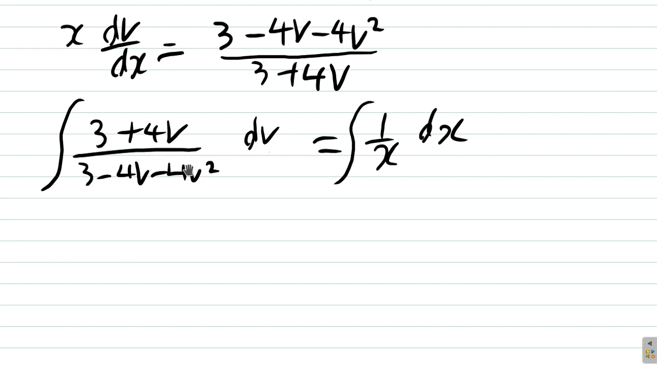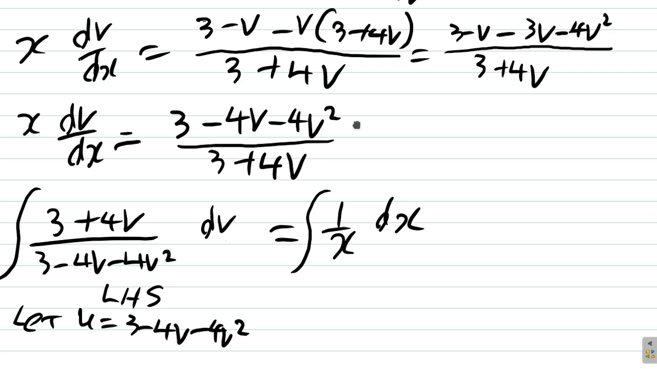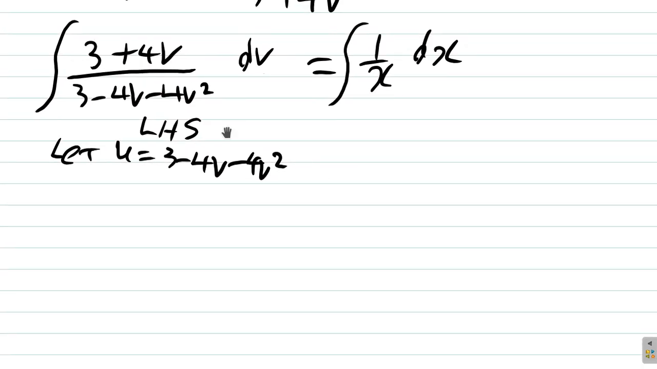Let's try doing this by substitution. If that doesn't work, then integration by partial fractions could work. We're working on the left hand side now. Let u be equal to 3 minus 4v minus 4v squared. Alright? Just checking to make sure that I didn't make a mistake there.